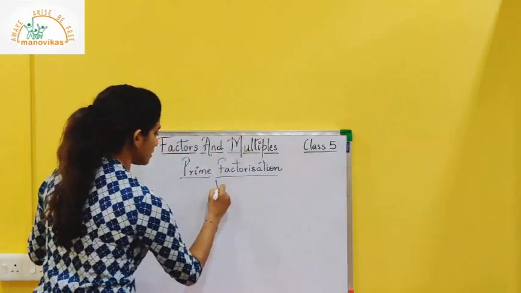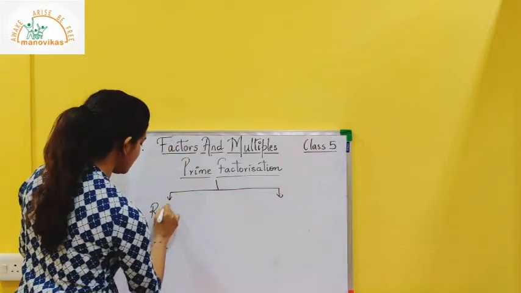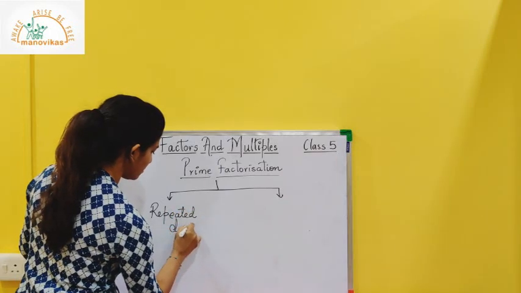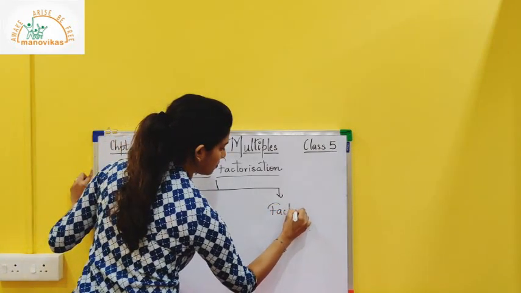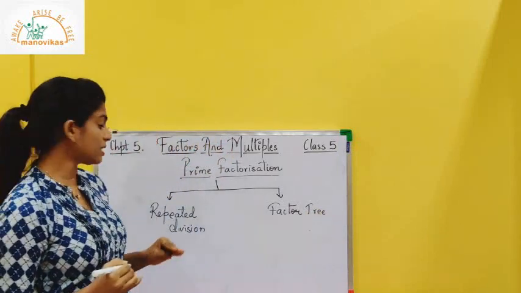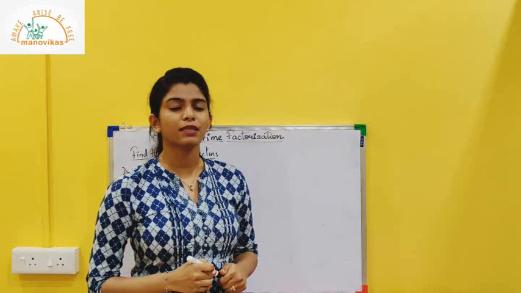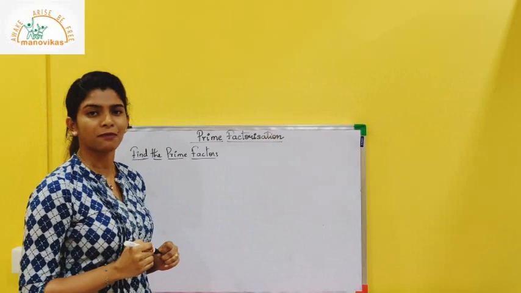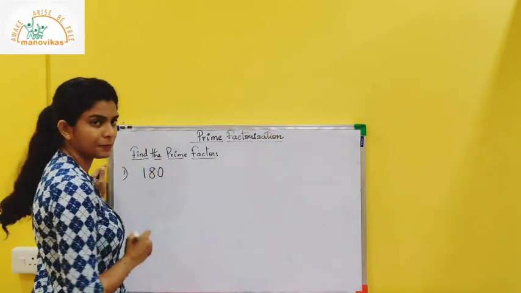Okay, the first method is repeated division method and the second method is factor tree. First we will see what the repeated division method is. Now let's learn how to find the prime factors of a given number. Here the question is to find the prime factors. Let's take one number. Let's take 180.